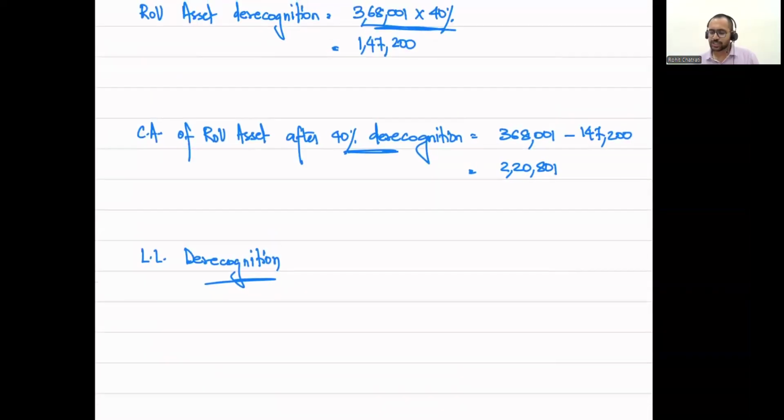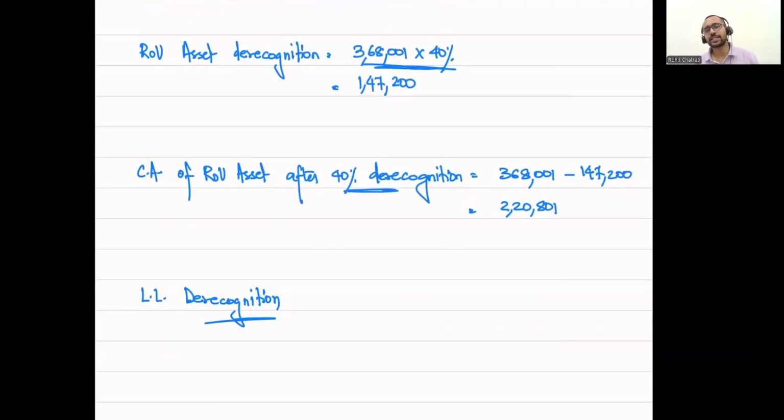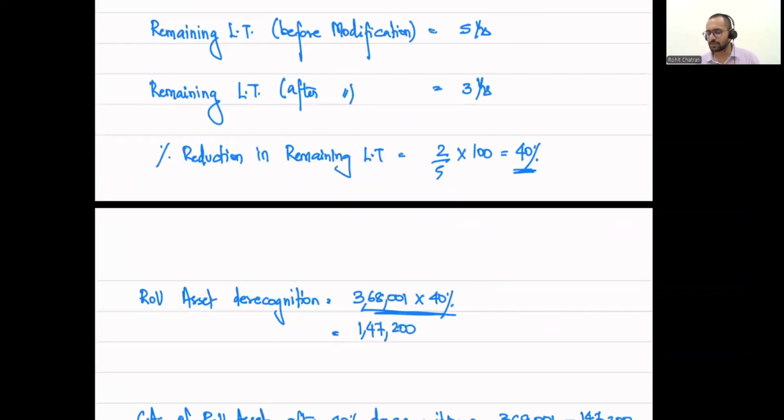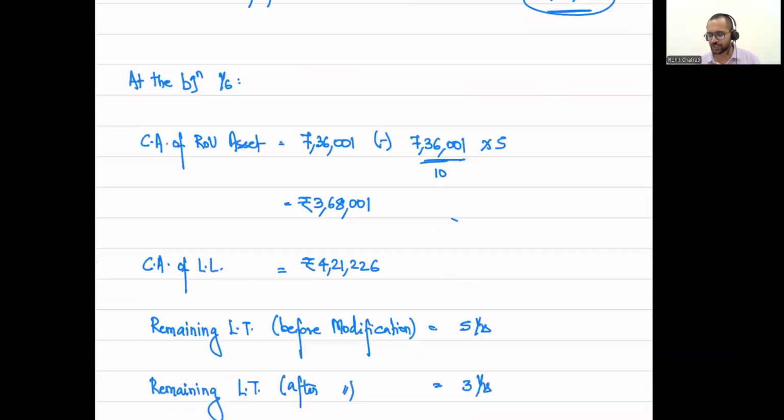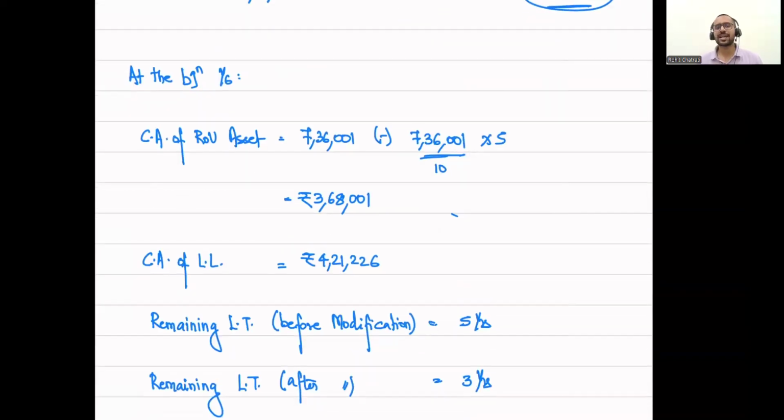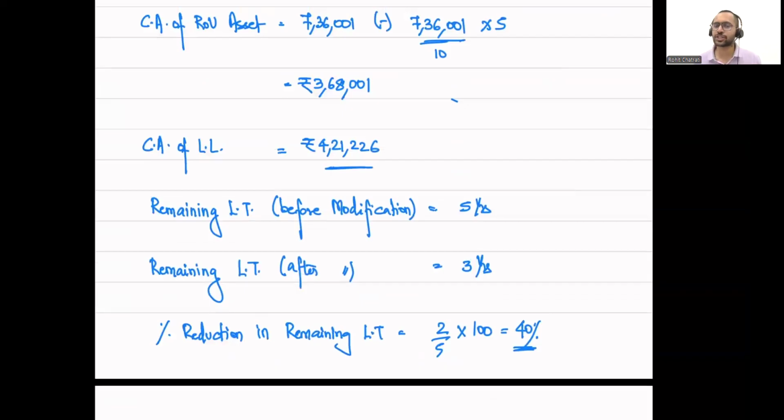Now, I also need to calculate the lease liability derecognition amount. Just like how we calculated the ROU asset derecognition as 368,001 multiplied by 40 percent, can we also calculate the lease liability derecognition as 4,21,000 multiplied by 40 percent? The answer is no. In case of a reduction in lease term, we cannot apply the formula of carrying amount multiplied by percentage reduction in lease term.